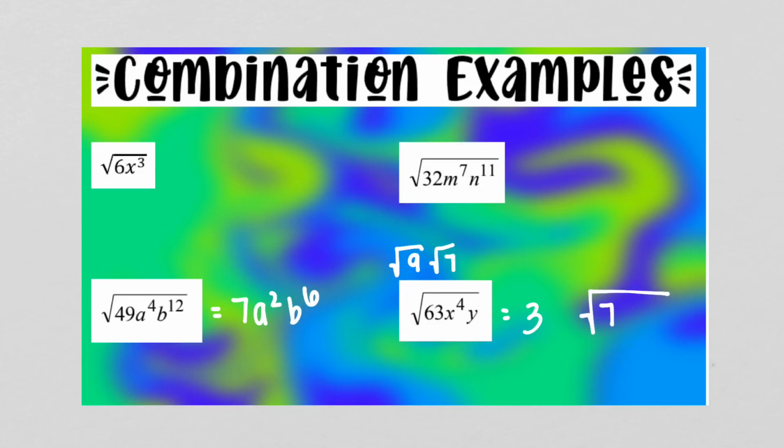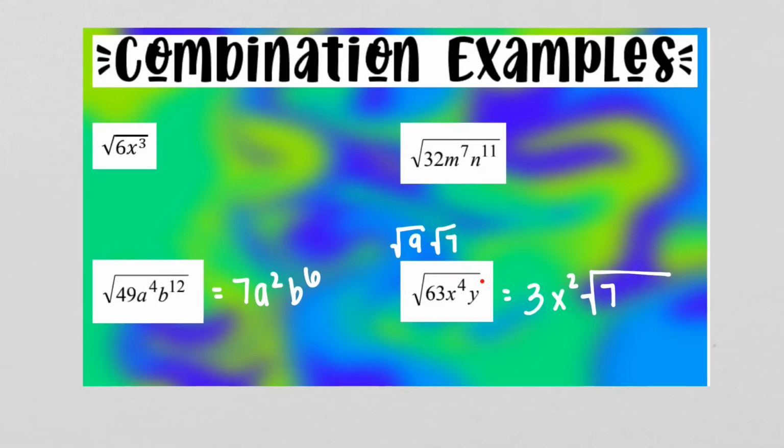Now the next thing I deal with is this x to the 4th. It is even, so all you do is divide the exponent by 2. It goes on the outside as x squared. And then you have y left. Y, there's no exponent there, but you have to remember, if there's no exponent, it means 1. I can't take the square root of just y, so it goes underneath the radical. And the square root of 63x to the 4th y is 3x squared times the square root of 7y.